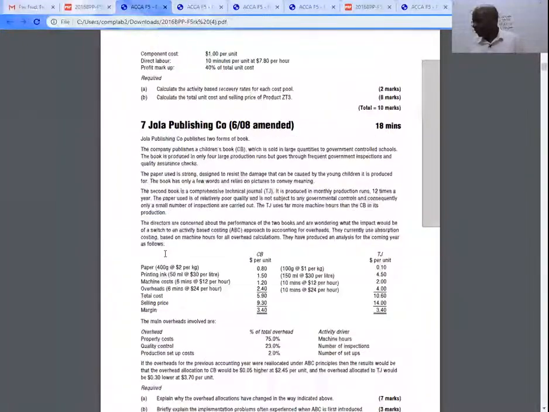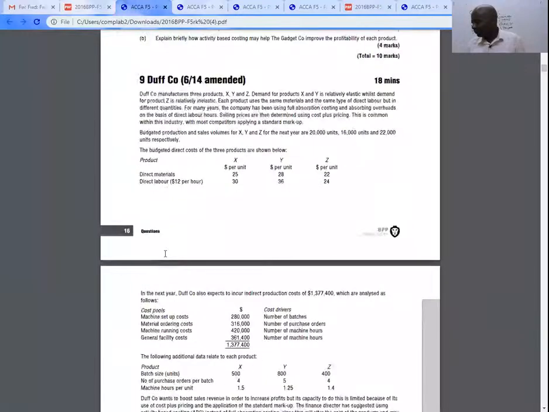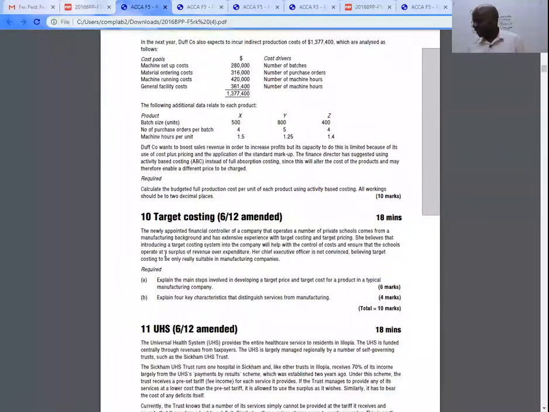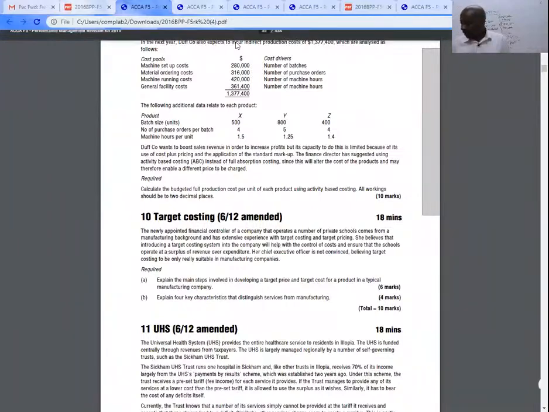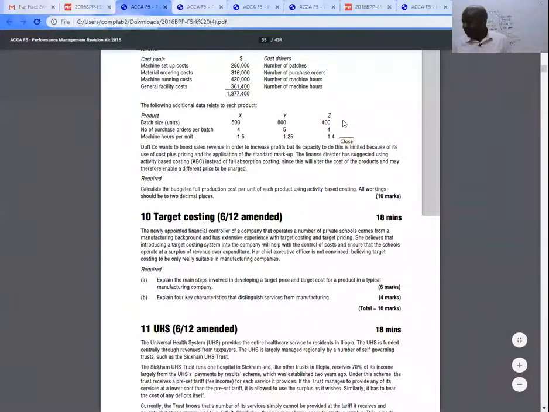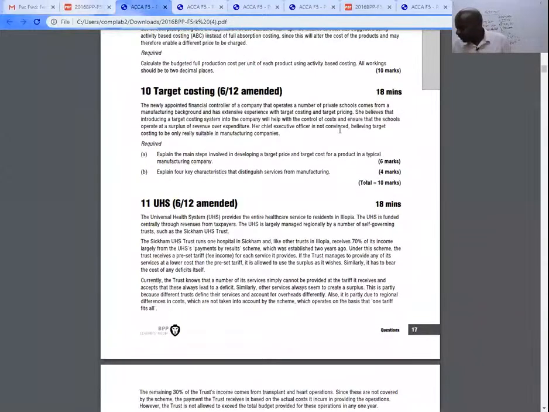So question number 10, for the ones who have this, I would want them to go to question number 10. Yes, question number 10 is there, target costing. For ACCA, you simply scroll through and you'll be able to get question number 10 very easily. But it is page number 17.